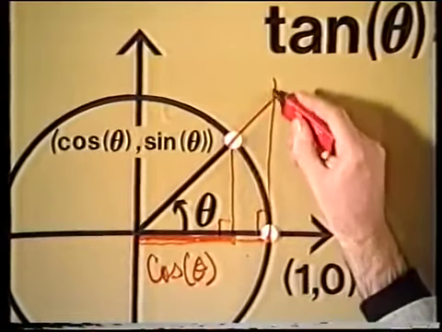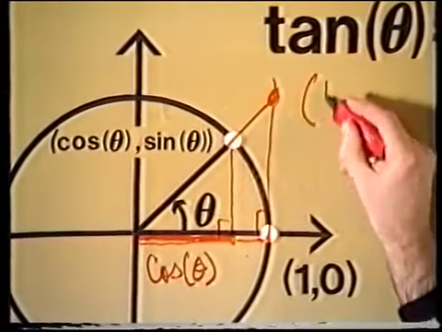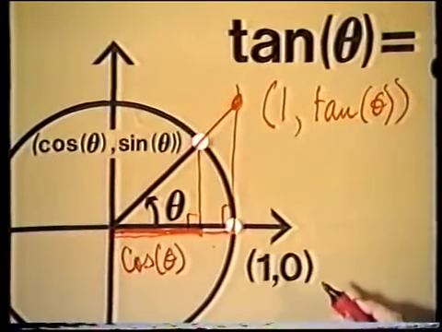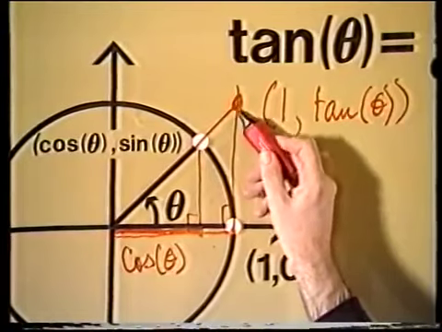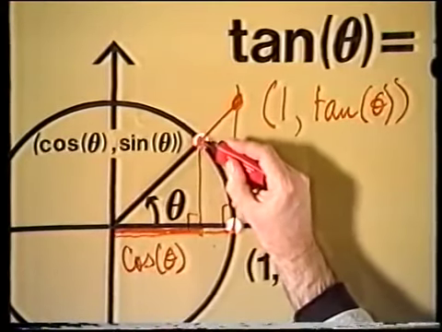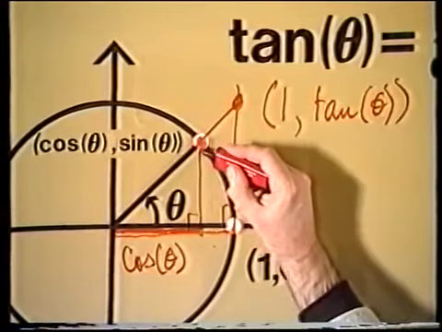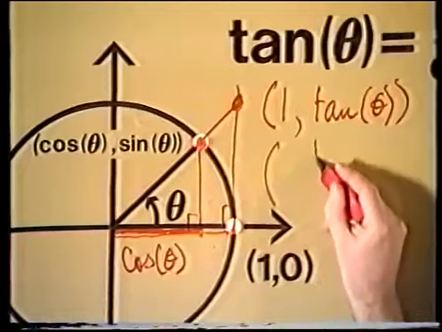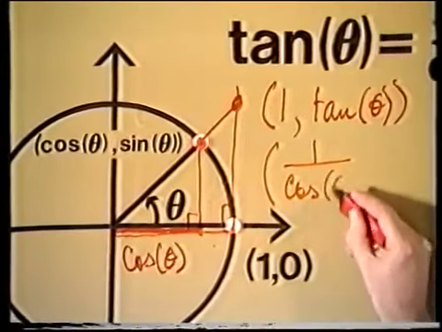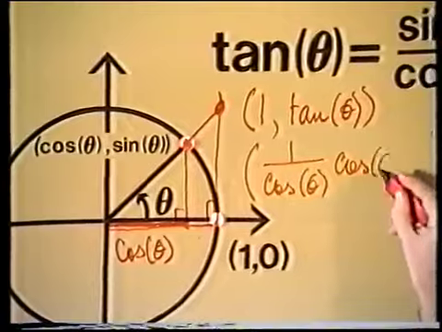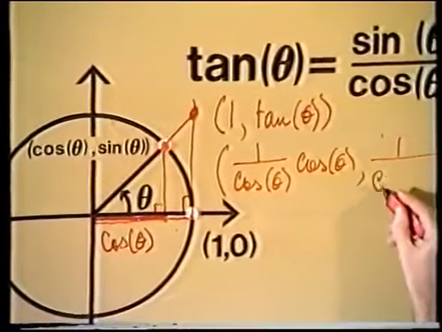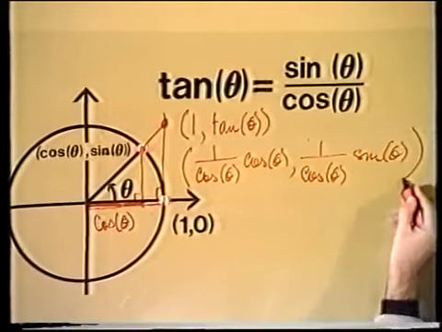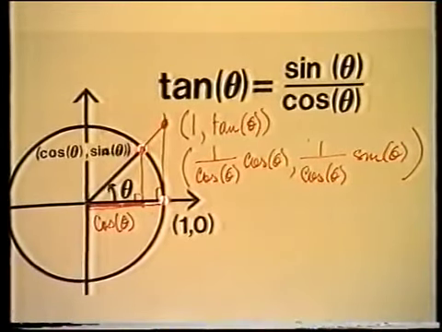And I claim that this point here has coordinates 1, tan theta. Well, let's just check that. How do we get this vertex? We get it by dilating this vertex of the original triangle by a factor of 1 over cosine theta. And so the dilated point has coordinates 1 over cosine theta times cosine theta, 1 over cosine theta times sine theta. And that is 1, tan theta.